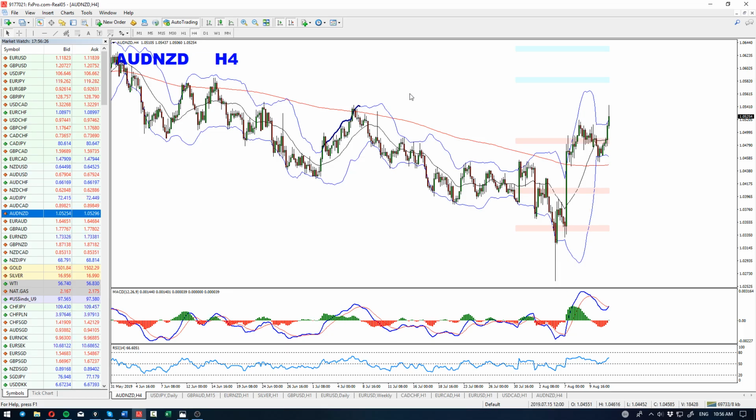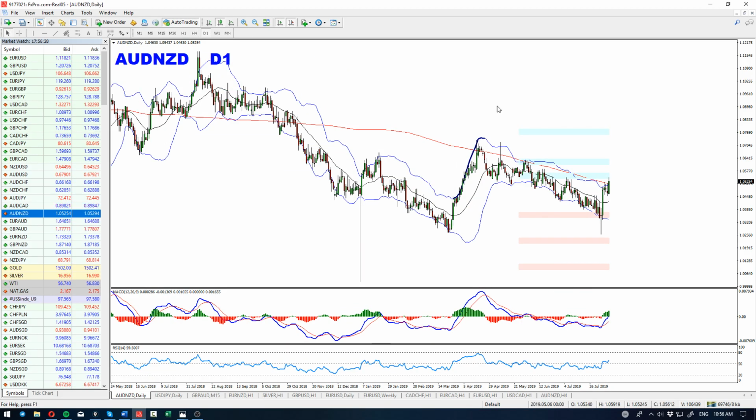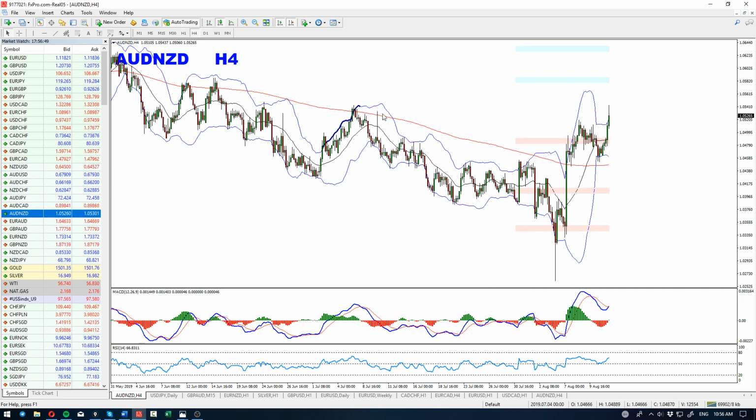Back to the Aussie versus the Kiwi. So what do we have on this pair? First of all, beautiful bearish channel that was broken to the upside. All that happened after a bullish divergence that we had at the end. After this breakout, the 4-hour chart created for us this correction.